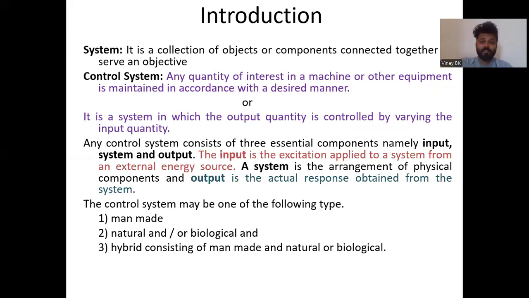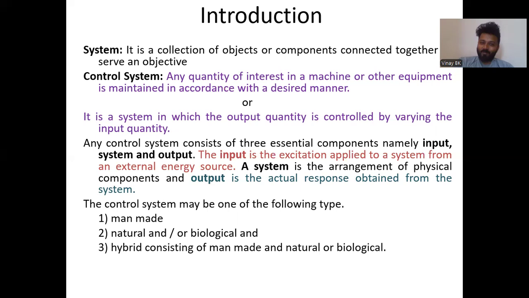First, you should know what a system is. You can easily compare it with practical life, such as a society. A system is a collection of objects or components connected together to serve an objective. It's like a community, and each community has its own objective. So a system is a collection of objects or components connected together to serve an objective. Every system has its own objective. For example, the objective of an institute is to give engineers to society.